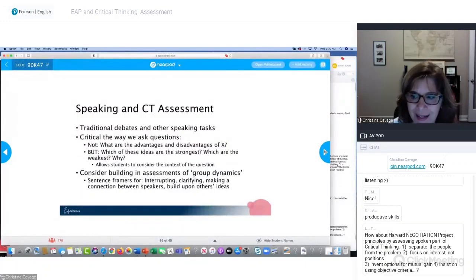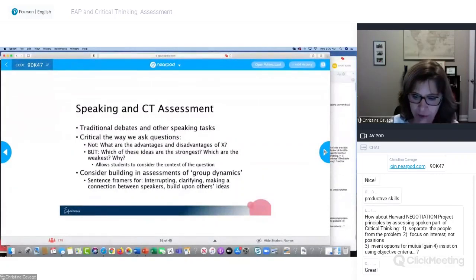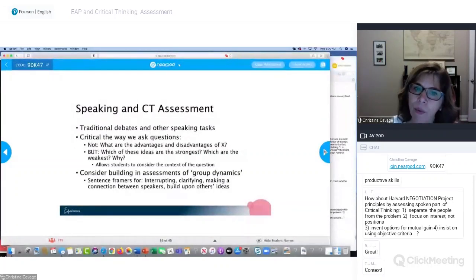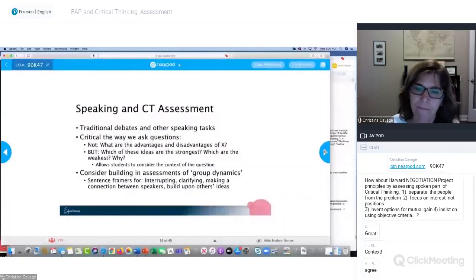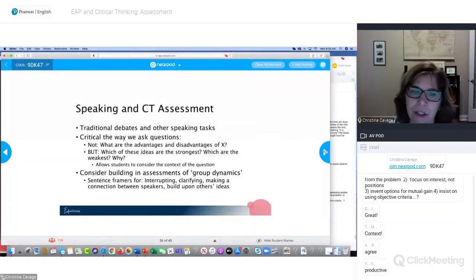Now, students have to go beyond what's in the text. And it really allows students to consider the context of the question. So if I'm talking about environmental awareness and things we can do to save the environment, obviously there are advantages and disadvantages to each, but which one of those is the strongest? Okay. And the context becomes important. Which one of those is the strongest for today? Which one is the strongest possibly for 10 years from now or for 20 years from now? So now students have to think more critically through that situation, right? It's not a simple list of these are the advantages, these are the disadvantages.